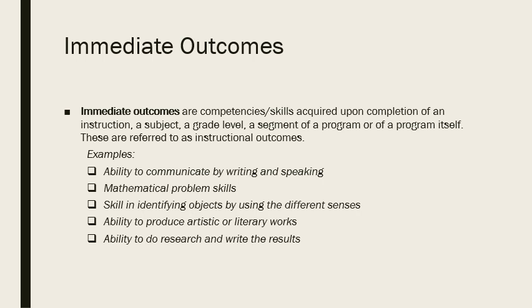Another is mathematical problem skills. So let's say after 2 or 3 sessions in mathematics with the topic word problems, that could be your immediate outcomes. Another, skill in identifying objects by using the different senses. Okay, that's also an immediate outcome. Another, ability to produce artistic or literary works. So after a painting lesson, you will be able to paint on your own.